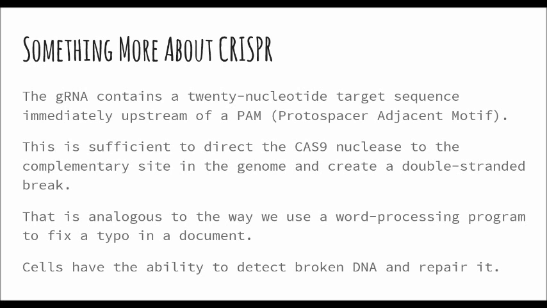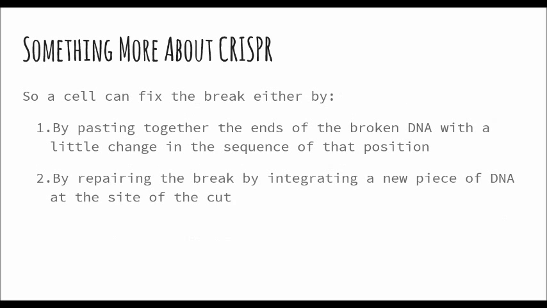This is analogous to the way we use a word processing program to fix a typo in a document. Cells have the ability to detect broken DNA and repair it. So a cell can fix the break either by pasting together the ends of the broken DNA with a little change in the sequence at that position, or second, by repairing the break by integrating a new piece of DNA at the site of the cut.